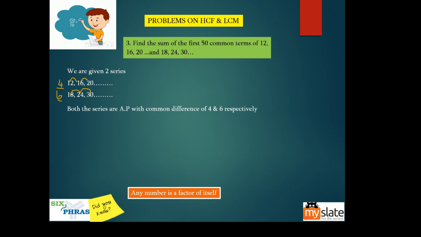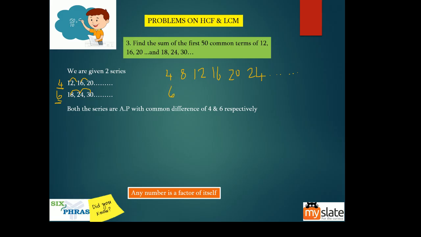So let us take an example. What could be the first common term in this? If you have a look, here the difference is 4. Here the difference is 6. Common term is the term where this 4 and 6 meet, correct? Or in other words, it is the LCM of 4 and 6. Where do 4 and 6 meet? See, 4, 8, 12, 16, 20, 24, and so on like that.